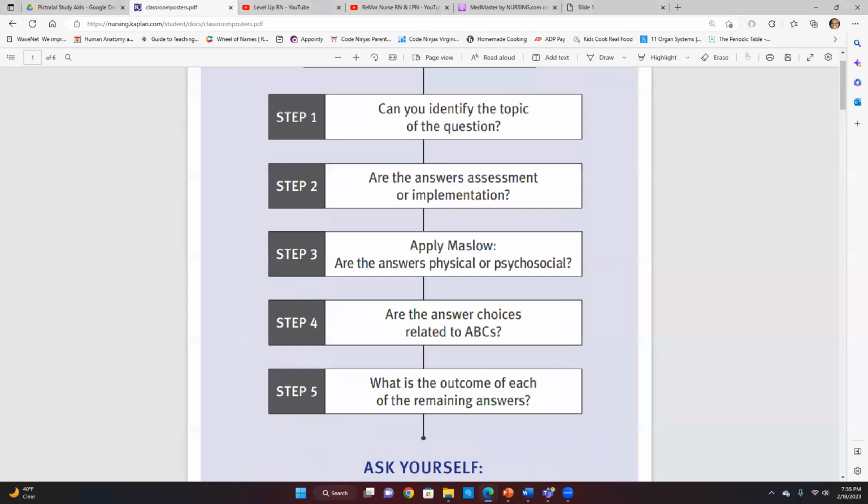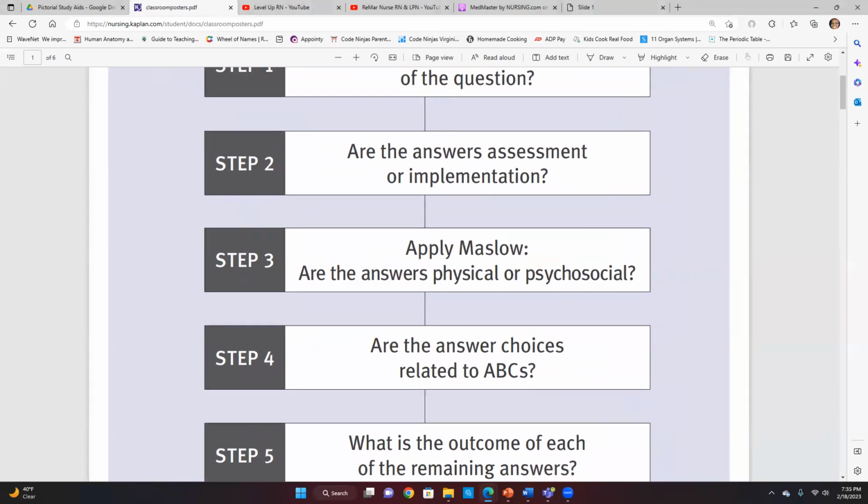So when we look at step 2, are the answers assessment or implementation? I need to ask myself, based on what's given to me in the question, do I need more information, or do I have to do something? So here's an example. Your patient is having a blood transfusion and they start to have difficulty breathing. They start itching, which is pruritus, and then they have hives, which is urticaria. So what do you have to do? Is this an assessment or is this an implementation? Anybody? Yes, the information I gave you is assessment.